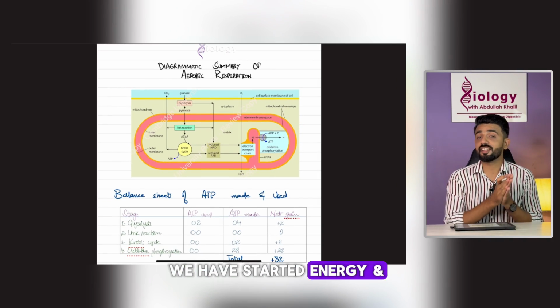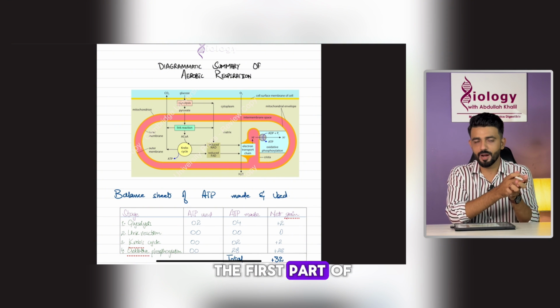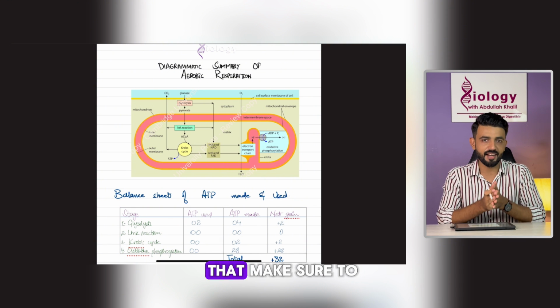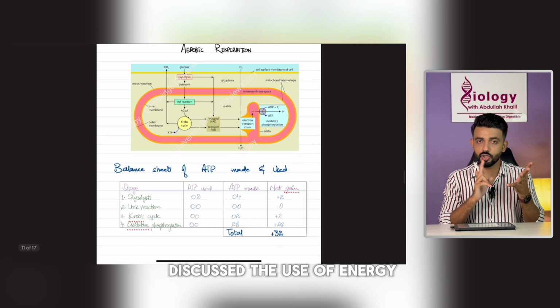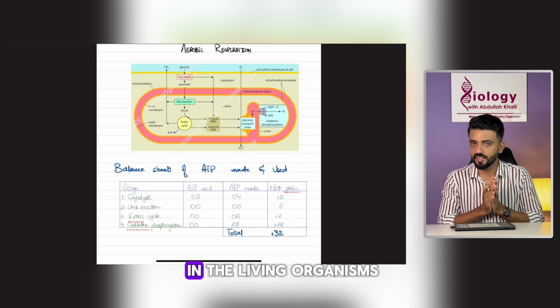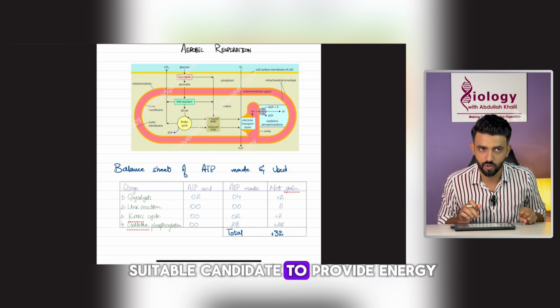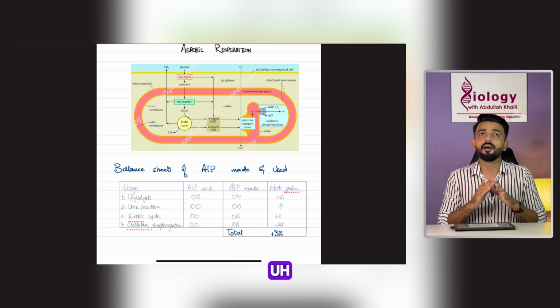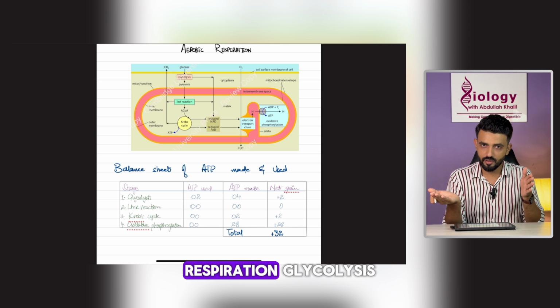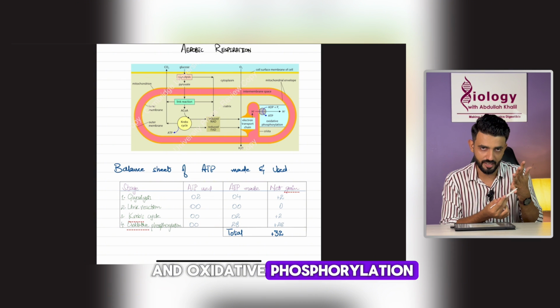Now we have started energy and respiration from A2 biology and we have already completed the first part of this video. If you haven't seen that, make sure to watch that first. We have already discussed the use of energy, the need of energy in the living organisms, and how ATP is the most suitable candidate to provide energy for all the energy requiring processes in the cell. We have already discussed the stages of cellular respiration, glycolysis, link reaction, Krebs cycle, and oxidative phosphorylation.